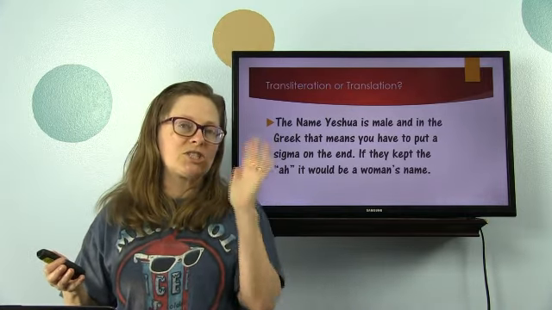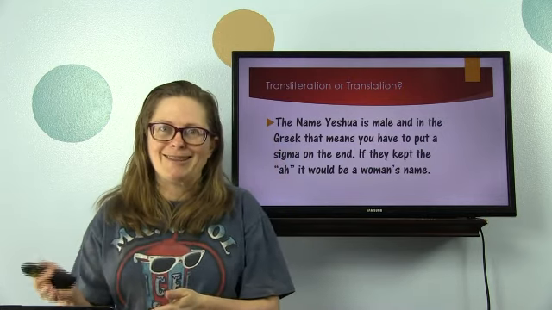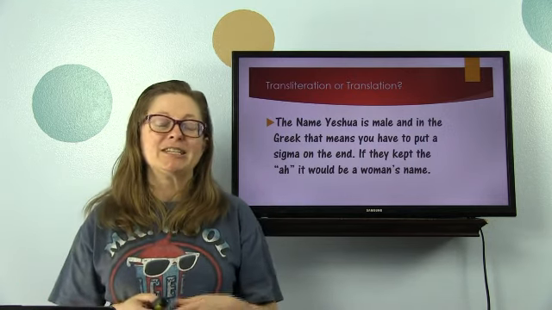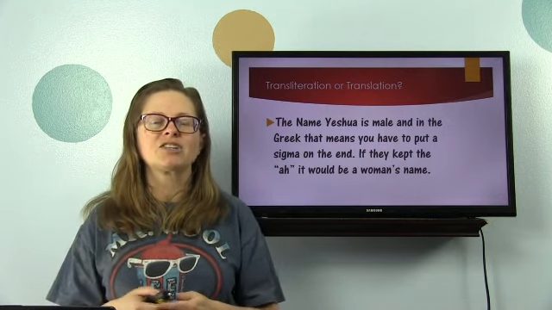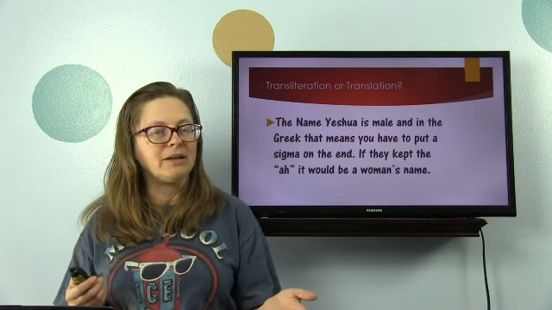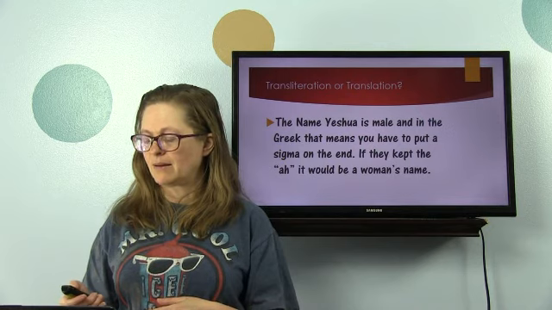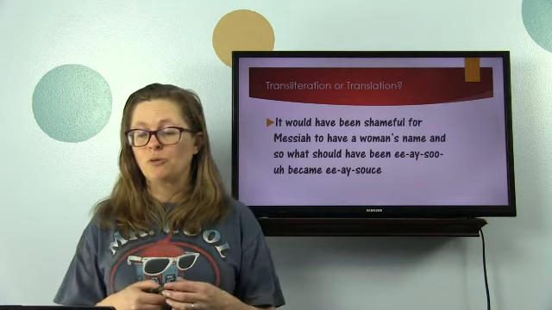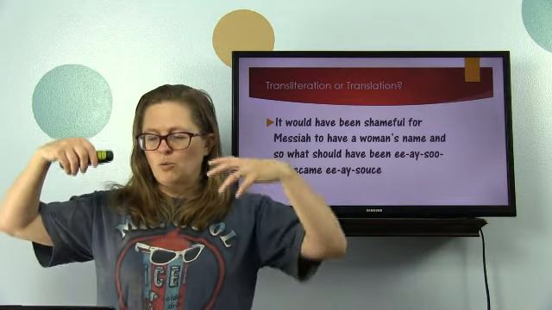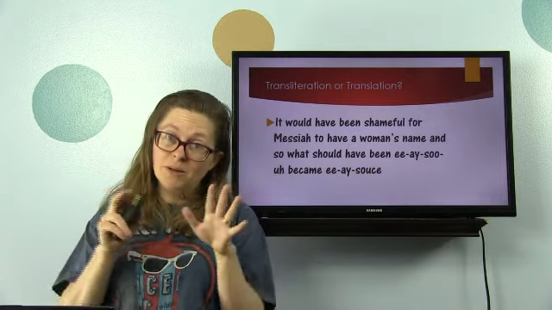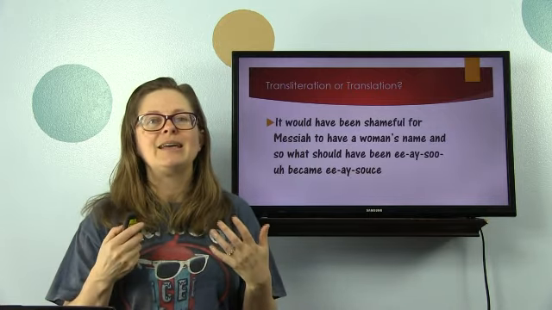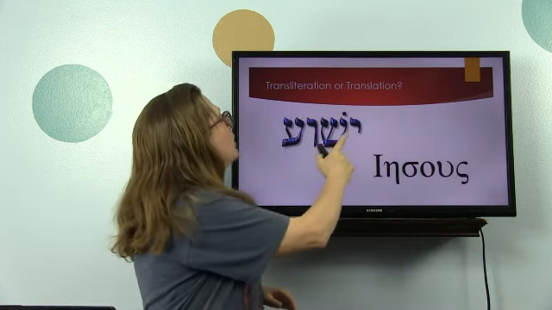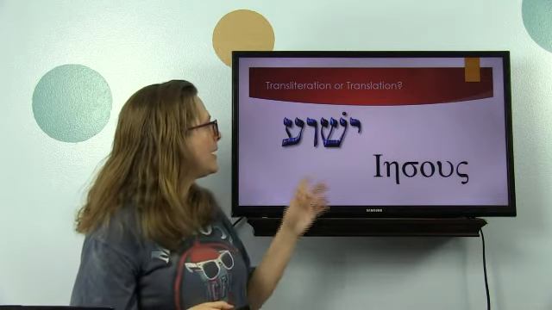You knew who someone was talking about, whether there was an A at the end of the name or an S. I mean, in their sounds and letters. As a matter of fact, there's an apostle in the book of Acts called Junia, female. Anyway, okay, so it would have been shameful for Messiah to have a woman's name. So what should have been Yeshua, under the best of circumstances, became Iesous. So that's how we got from Yod, Shin, Vav, Ayin to Jesus.